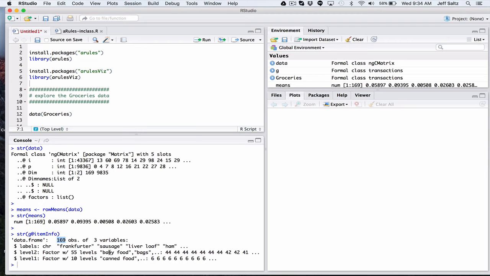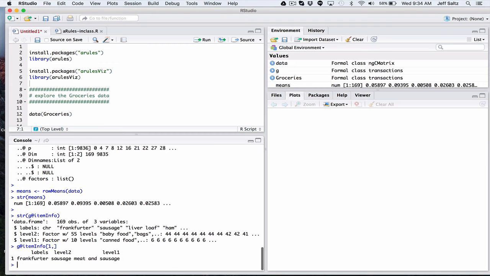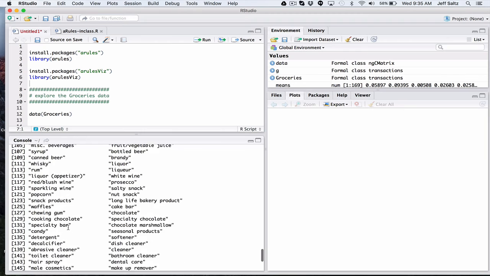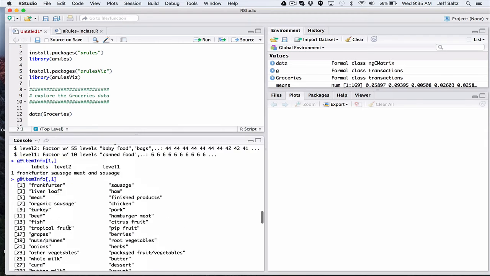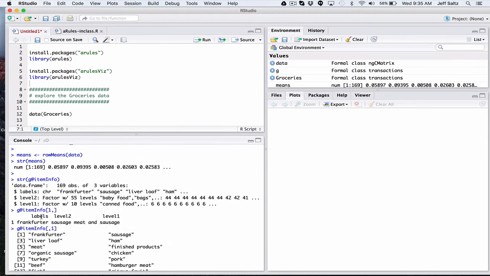So we could take a look at this itemInfo. The first element was a Frankfurter at one level of detail. At the higher level it's sausage, and at the top level it's meat and sausage. You can see you can group items by different levels. You can also take a look at it the other way around. So this is all, obviously, the top items, all of it from the label.